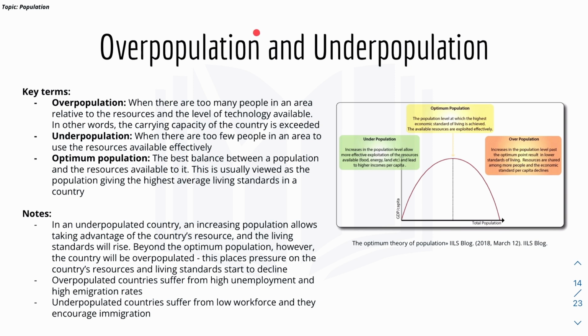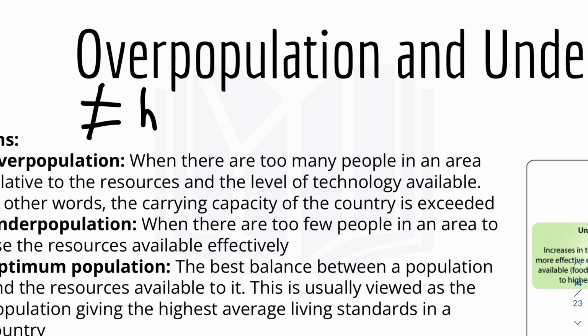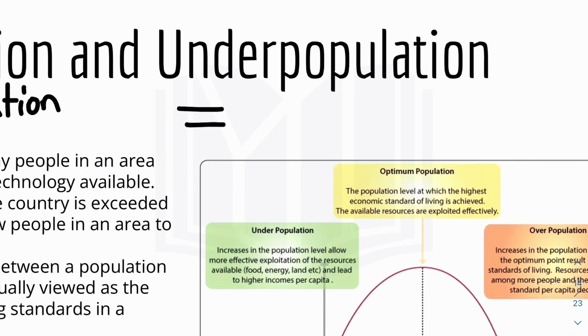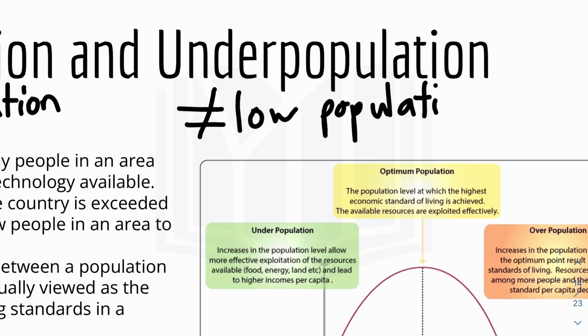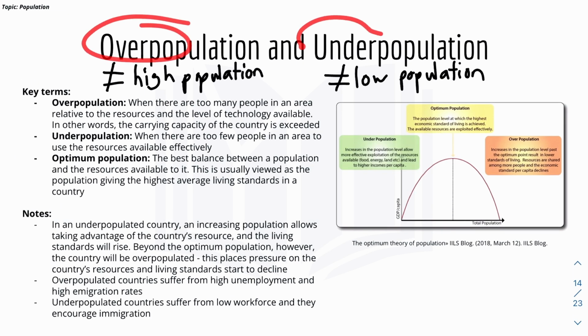And note that overpopulation might not be the same as high population. And likewise, underpopulation might not be the same as low population. Because as we mentioned in our key terms definition, overpopulation and underpopulation have to do with the resources and the population, like people and the resources, whereas high and low population might not have to do with the resources in the country. So here are some notes.